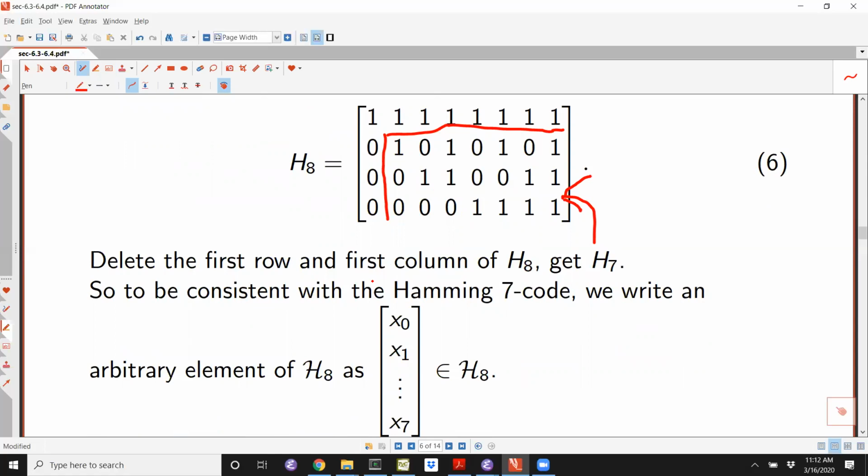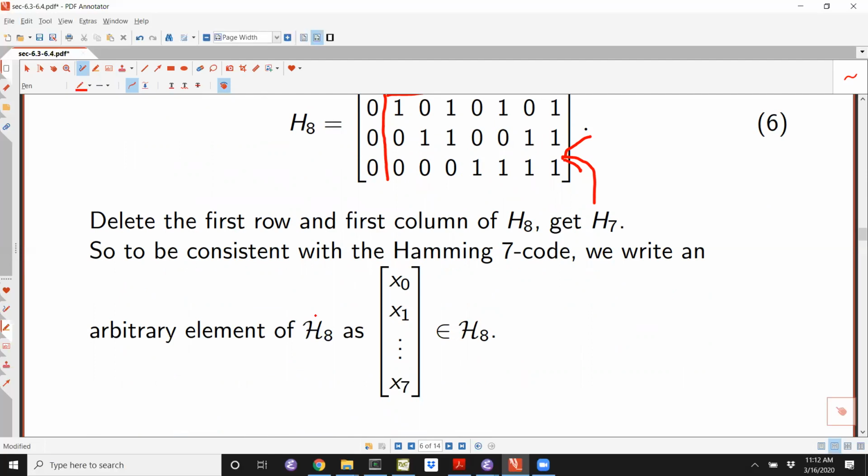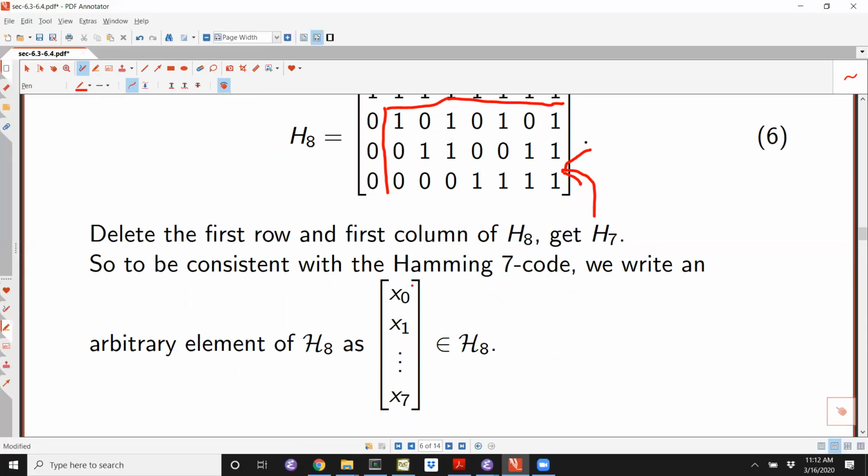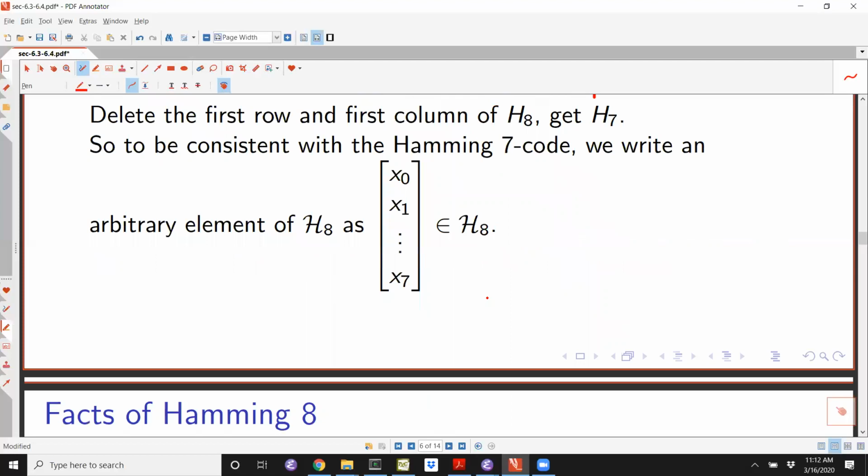So in order to be consistent with the Hamming 7 code, I think somebody was talking about bit 0 before. We number the bits corresponding to these columns as 1 through 7, and we number our new bit 0. So we're going to write an arbitrary element of the Hamming 8 code using coordinates x0 through x7 as opposed to x1 through x8.